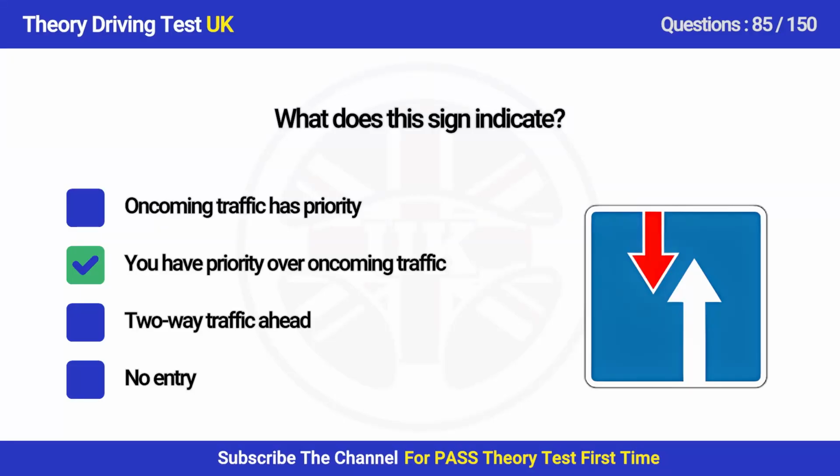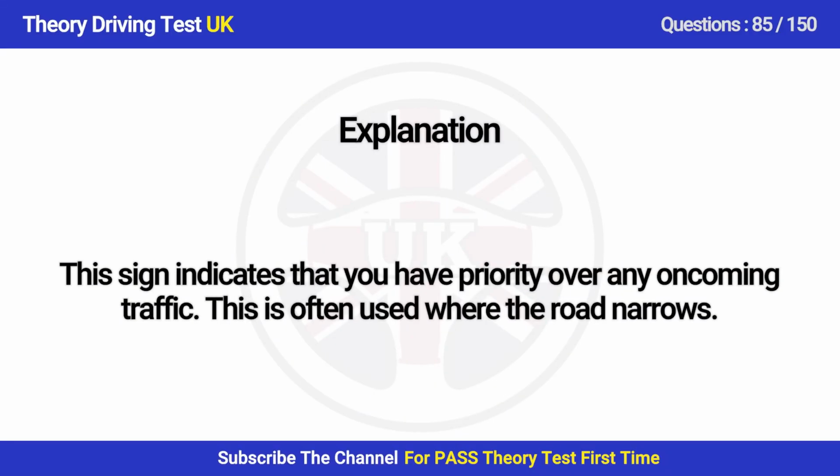Answer is B. You have priority over oncoming traffic. This sign indicates that you have priority over any oncoming traffic. This is often used where the road narrows.